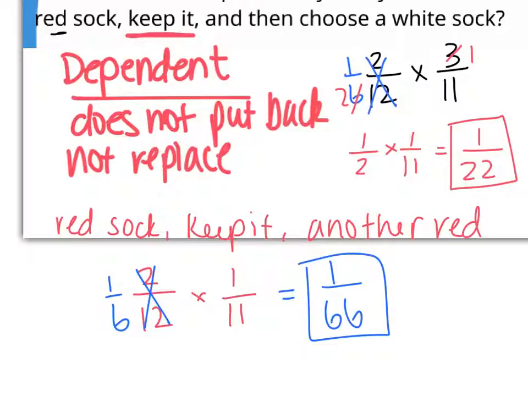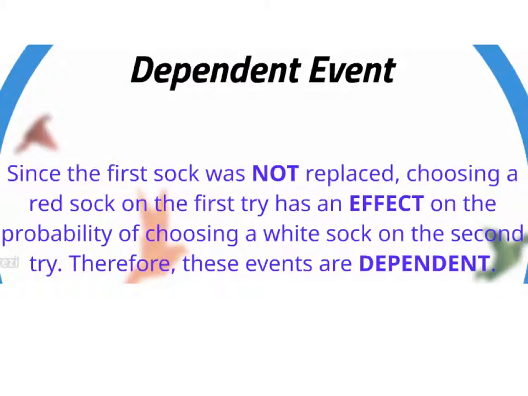another red sock. So with this, we're going to talk through one last time. Since the first sock was not replaced, choosing a red sock on the first try has an effect on the probability of choosing a white sock on the second try. This is a dependent event. So if the first event changes the outcome of the second event, that is what results in a dependent compound probability.